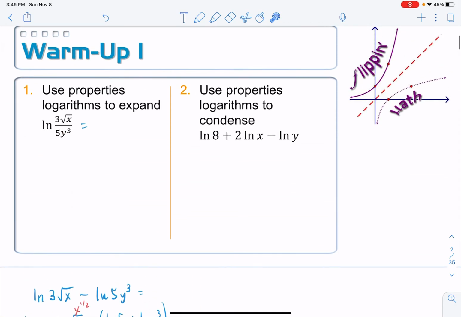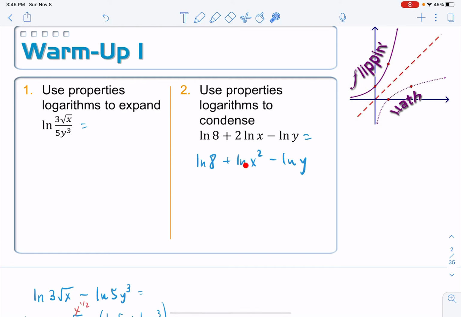Speaking of being condensed, that's what we want to do over here on number 2. Use properties of logarithms to condense. We're going in the opposite order here. Natural log 8 plus 2 natural log of x minus the natural log of y. So I'm going to move left to right. It's kind of PEMDAS. I'm going to take this 2 and bring it into this x as an exponent. Natural log of 8 plus natural log of x squared and then minus the natural log of y. Again, moving left to right here, addition comes before subtraction just simply because I'm moving from left to right. So I've got to do this part first.